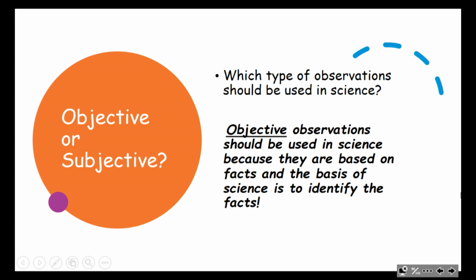Okay? Something else I wanted to talk about when it comes to objective or subjective is which one of these is going to be better to use in a scientific class or a scientific setting. Well, when you're doing an experiment, we really want to focus on objective observations. Those should be the ones that we use in science because they are based on facts, and the basis of science is to identify facts. So we're going to want to avoid subjective or opinion-like statements the best we can.